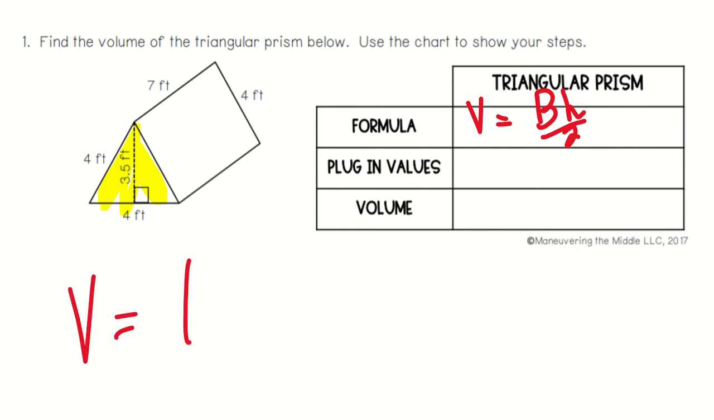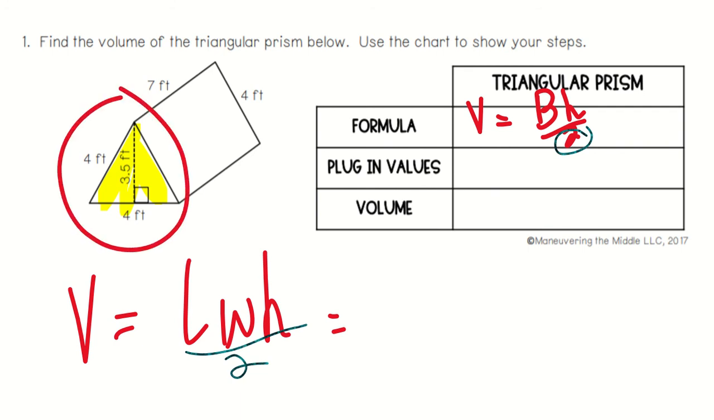Volume equals. Remember length times width times height for a rectangular prism? But for a triangular prism, we're just going to add that divide by 2 part. And that's the little part of it that makes it different from a rectangular prism. Okay, length times width times height, but divide by 2. That's way easier. So let's go with the length times width times height divided by 2 and plug in our numbers from this shape. Remember, we want to focus on this base area first.